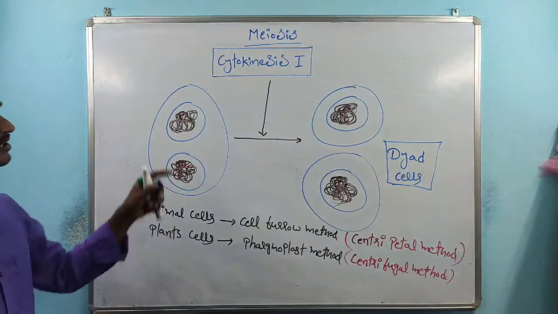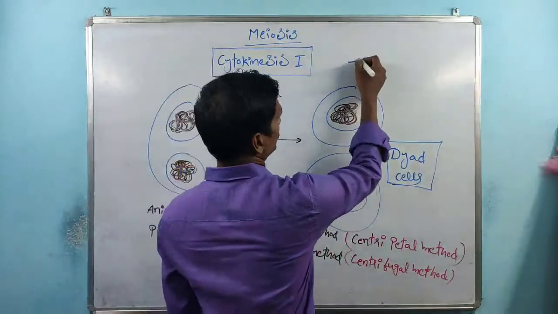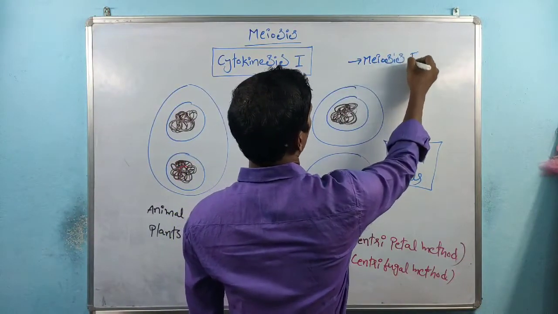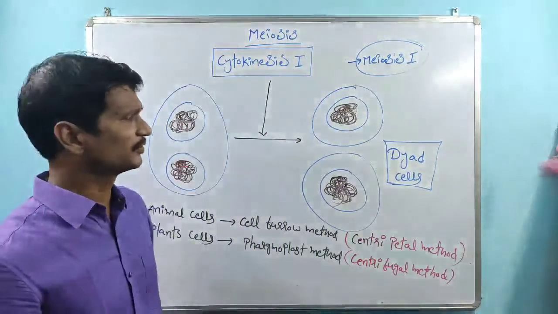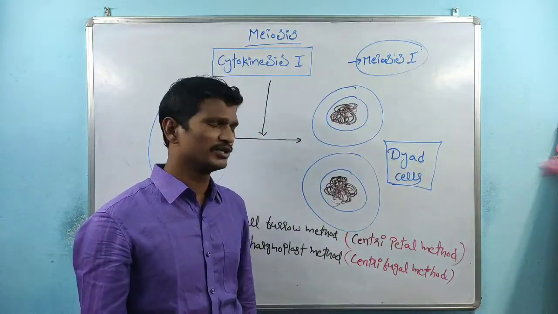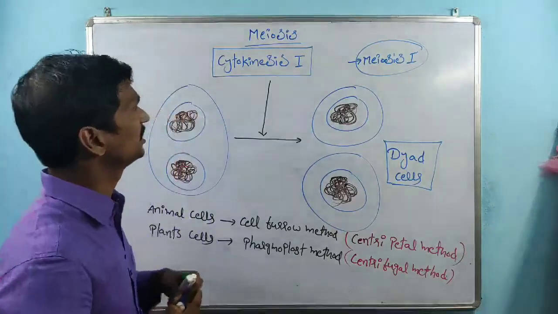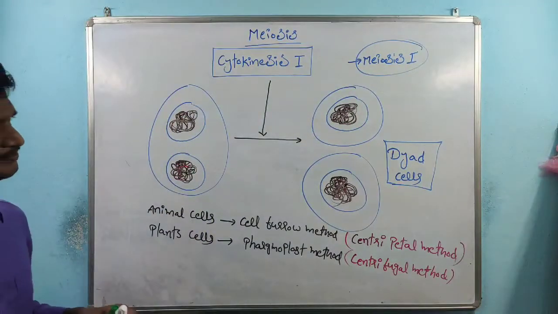After cytokinesis 1, we have completed meiosis 1. Up to this portion is meiosis 1. At the end of meiosis 1, how many daughter cells are produced? Two daughter cells are produced. And the next one is meiosis 2, which we will discuss next.